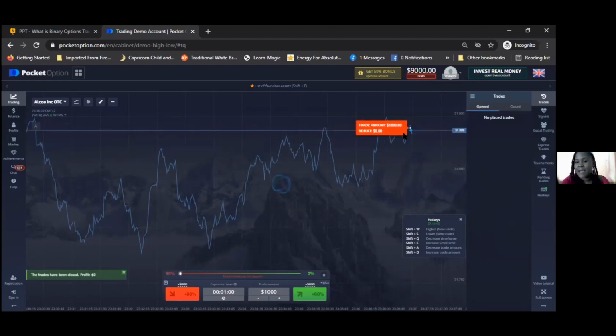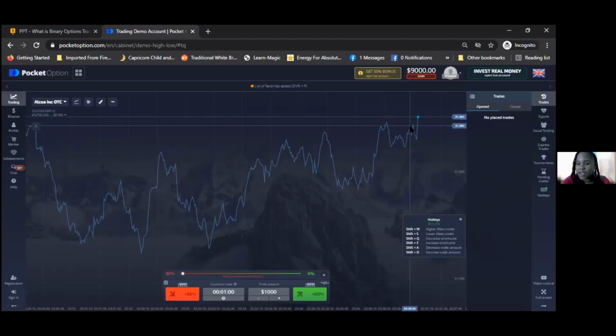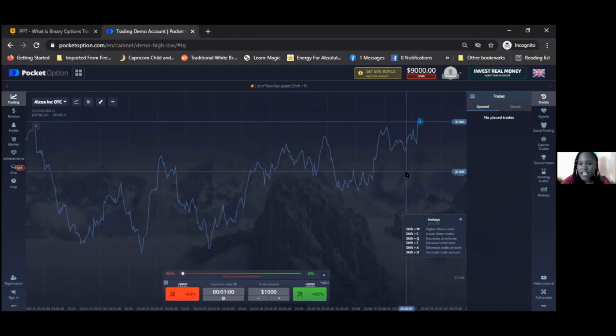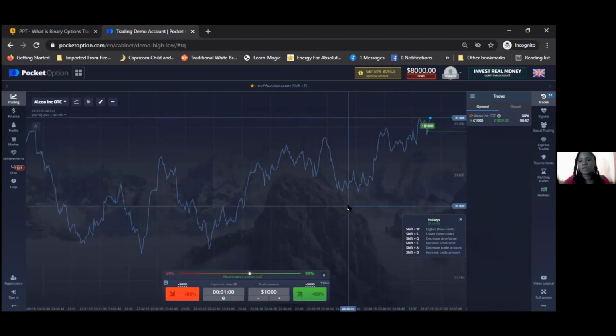Right now, I am out of the money. So I just lost $1,000, guys. Oh my God. Now, if I was doing a call, of course, I would hit the green button. So the green button is for a call, right? And it's basically the same concept here.